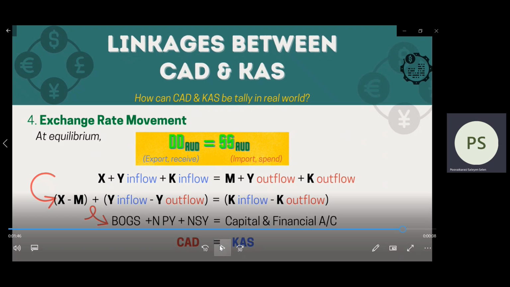Okay, besides this, also when we have income inflow and outflow. Whenever there's income inflow, this will give us more demand for AUD, and when there's income outflow, it will cause supply of AUD to increase. So this is how our current account deficit and capital and financial account get balanced.